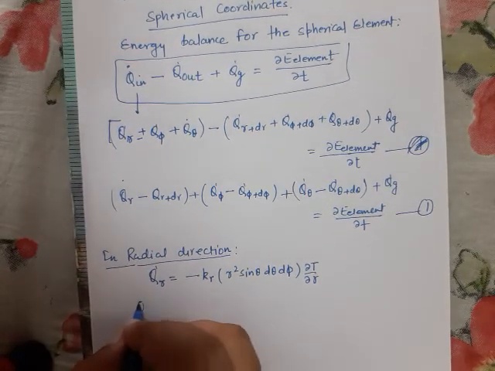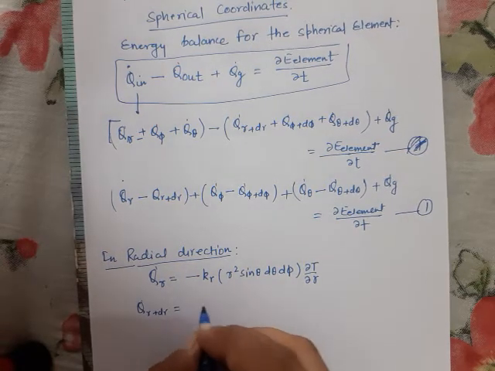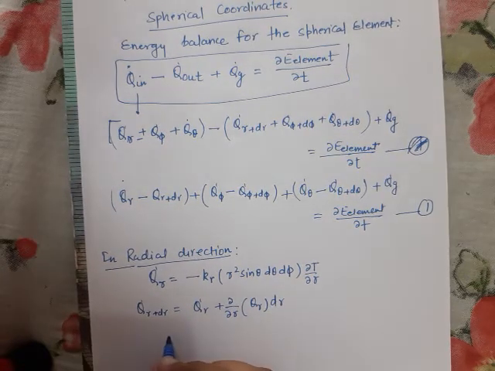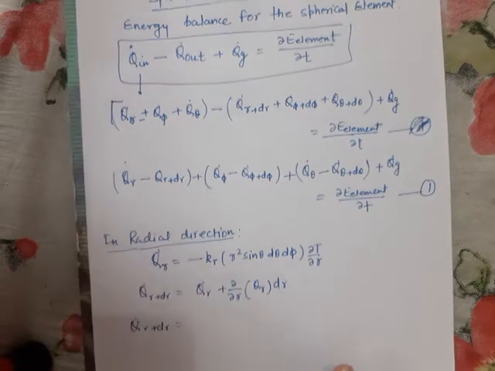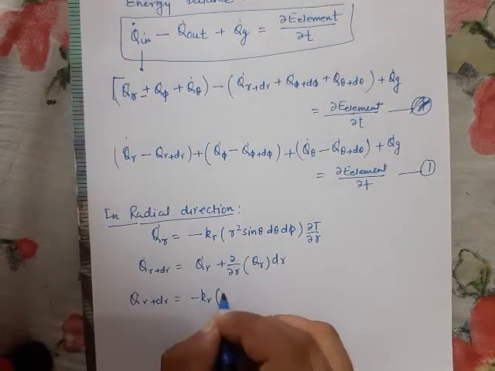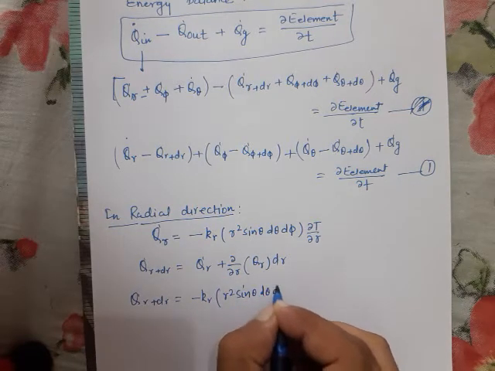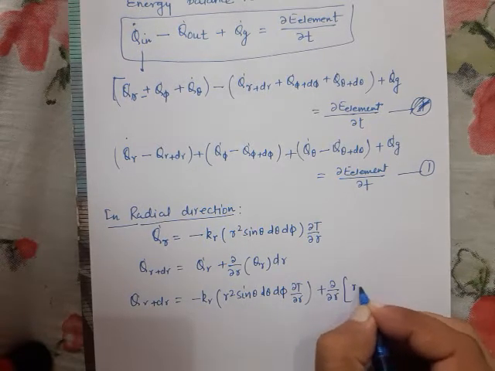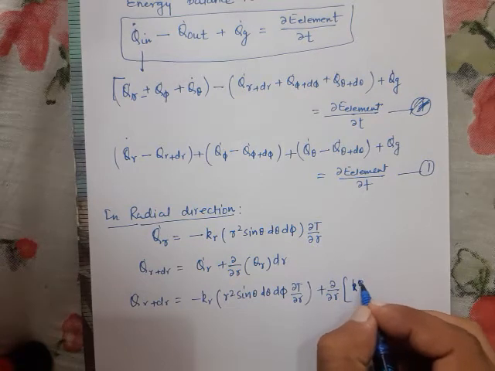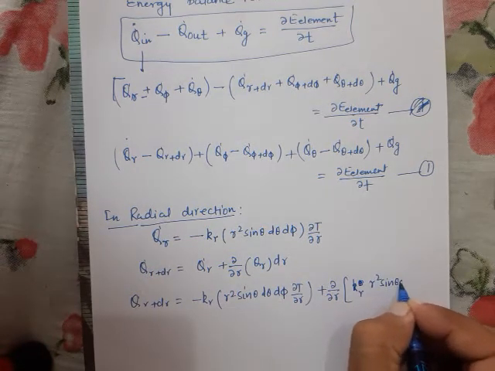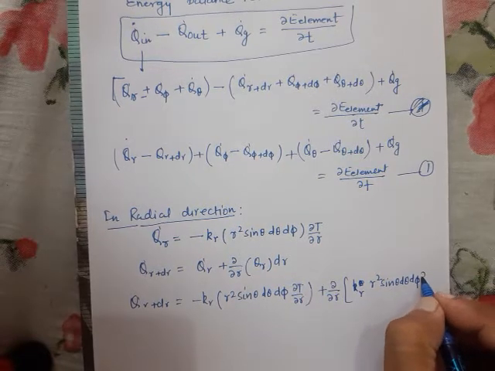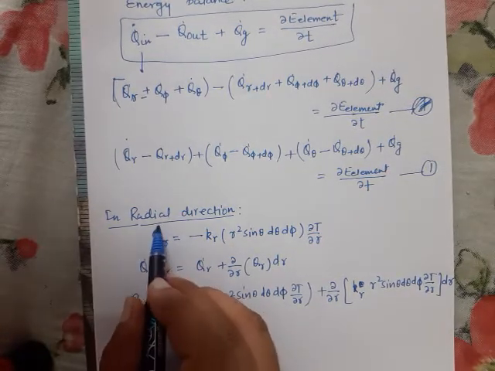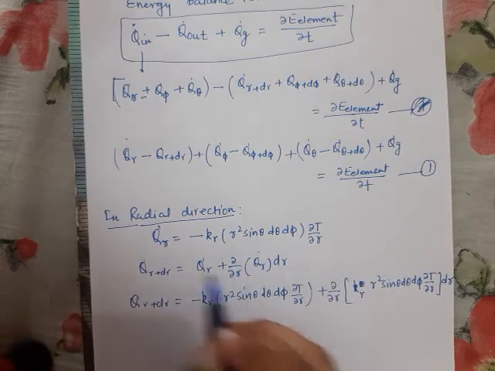Now from the Taylor series expansion, Q_(r+dr) can be written as Q_r plus del upon del r of Q_r into dr. So Q_(r+dr) would become minus k_r r square sin theta d phi del T upon del r, plus del upon del r of Q_r, where Q_r is minus k_r r square sin theta d phi del T upon del r, multiplied by dr. I have put the value of Q_r in this expression.